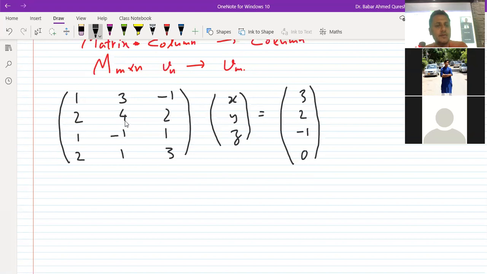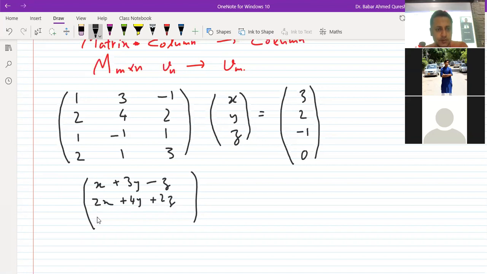So what I will get over here is a combination. The first one is x plus 3y minus z, then 2x plus 4y plus 2z. You don't need to compute this right now, I'm just doing it quickly. Then x minus 2y plus z, and 2x plus y plus 3z. It is equal to, over here I get four numbers, which is what I wanted.